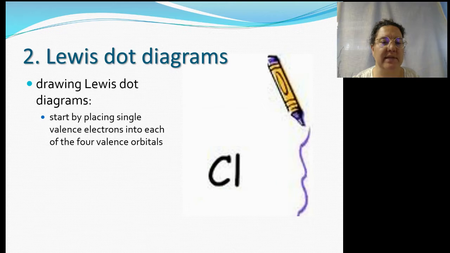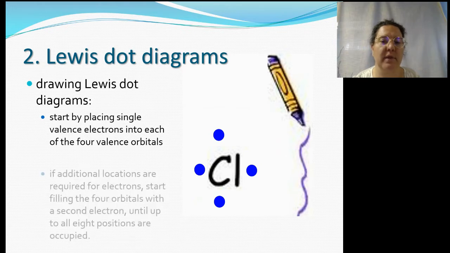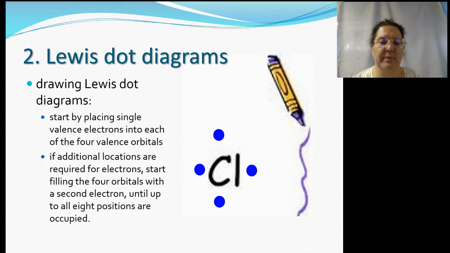So we want to start by placing valence electrons into each of the 4 different orbitals. So 1, 2, 3, 4. And then if we need additional ones, like we said, chlorine needed 7, we start to fill them up until all the positions are occupied. So 1, 2, 3, for a total of 7.